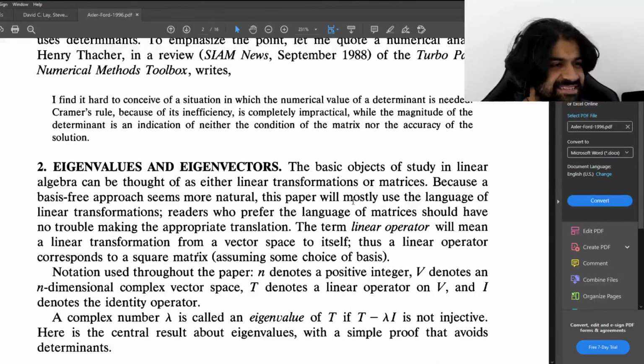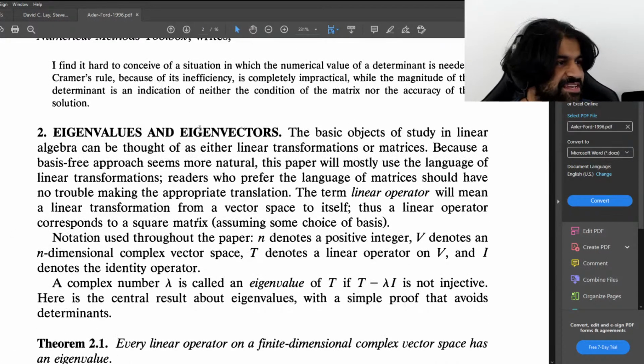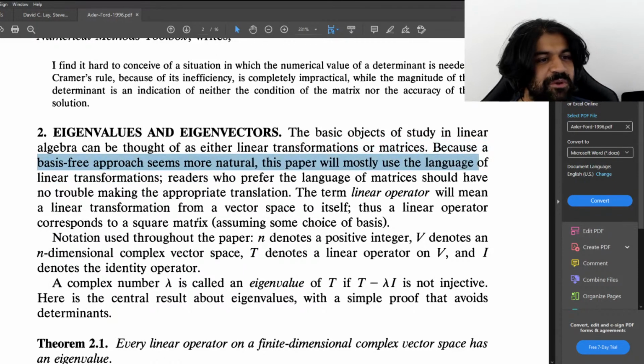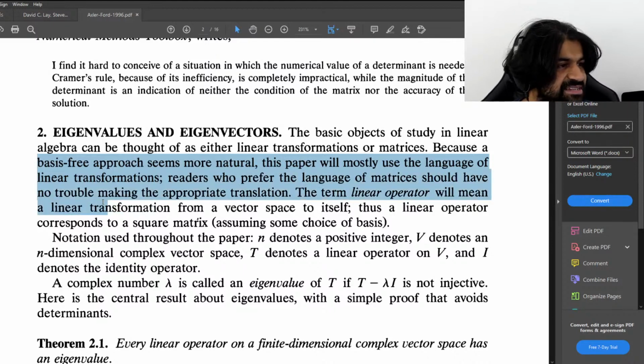But let's continue on. So, eigenvalues and eigenvectors. Okay. The basic objects of study in linear algebra can be thought of as sets of linear transformations or matrices. Because a basis-free approach seems more natural, this paper will mostly use the language of linear transformations. Readers who prefer the language of matrices should have no trouble making the appropriate translation.